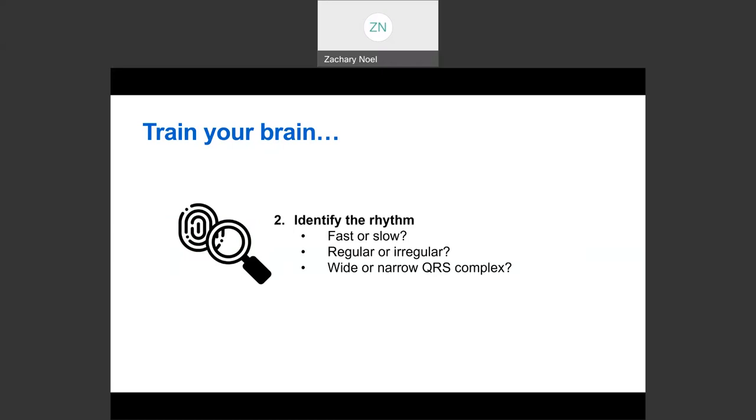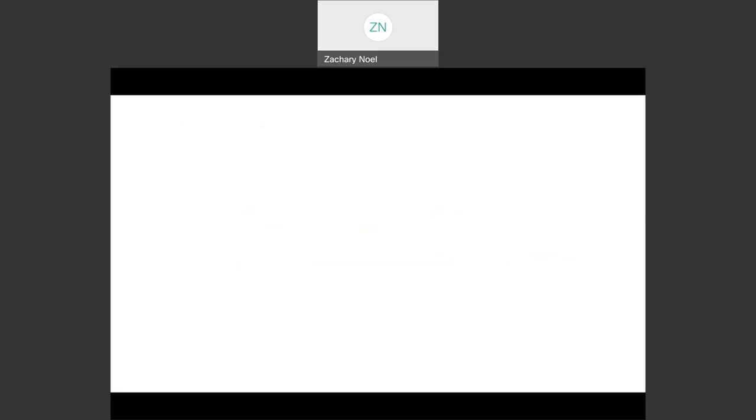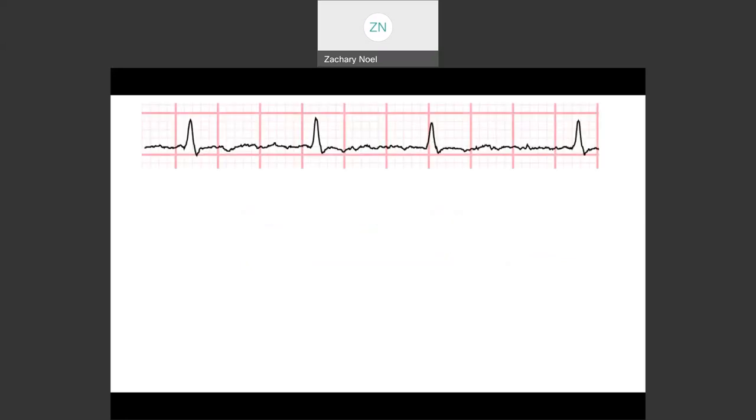I want to do this again by asking a couple of questions. What distinguishes an arrhythmia that is regular versus one that is irregular? You might be thinking, well, isn't every arrhythmia by definition irregular? Yes, to an extent, but what we're really getting at here is the distance between the QRS complexes. Let me illustrate this using a very common arrhythmia that you'll no doubt see, that being AFib.